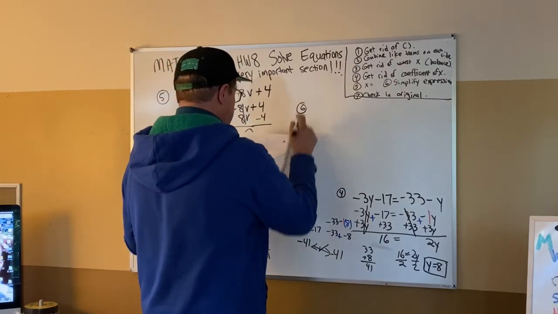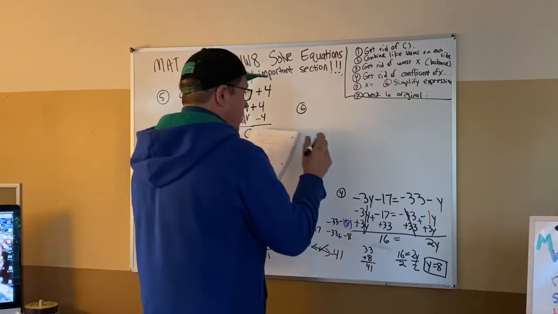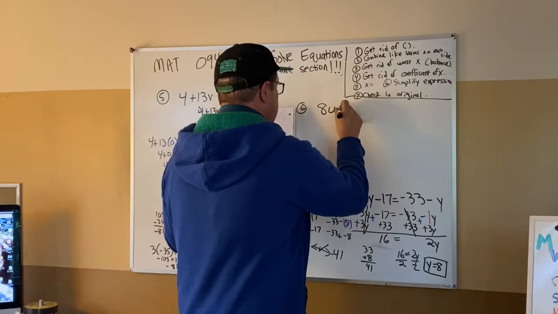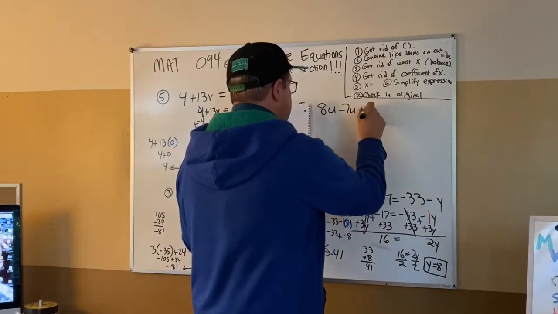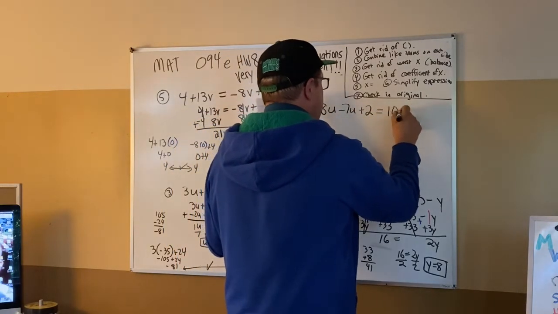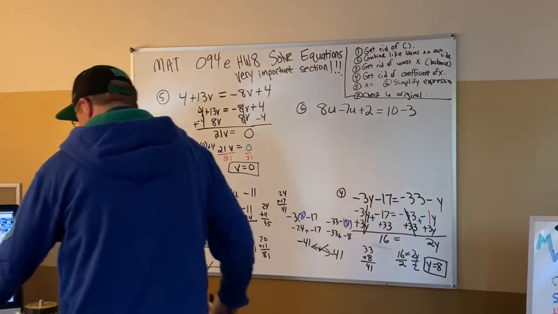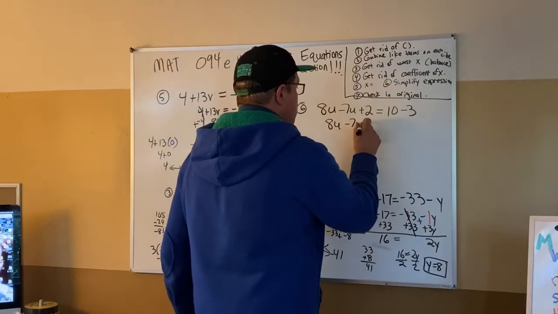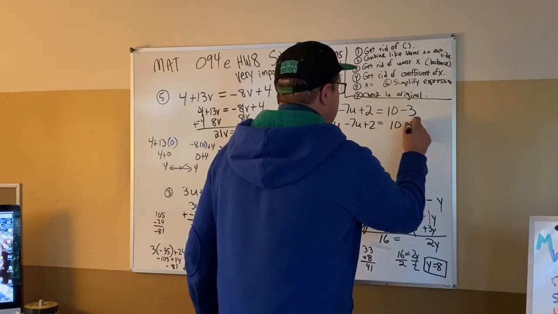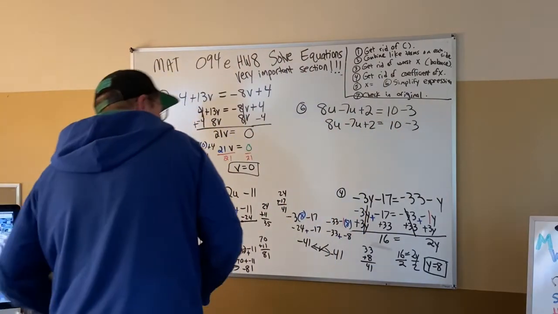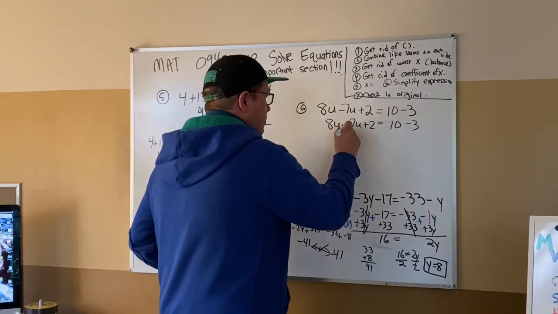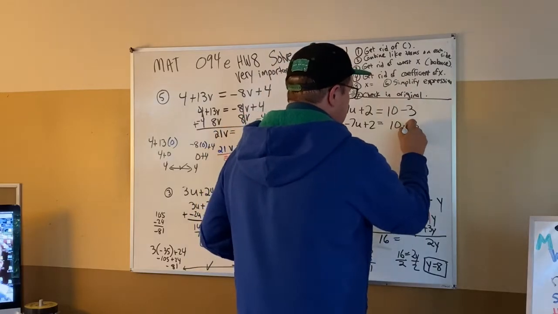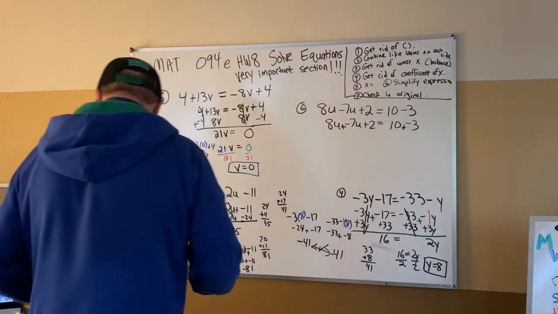Number 6. Here comes something with like terms. 8u minus 7u plus 2 equals 10 minus 3. Solve it. 8u minus 7u plus 2 equals 10 minus 3. I would hear minuses twice here. I hear 8u minus, so I'm going to go 8u plus negative 7u plus 2 equals 10. I hear minus, so I go plus negative 3.